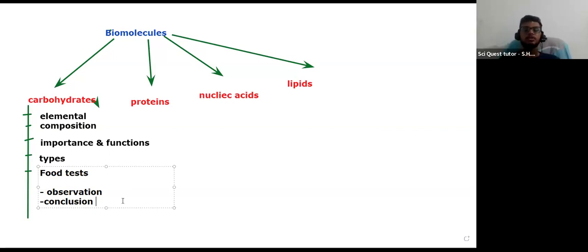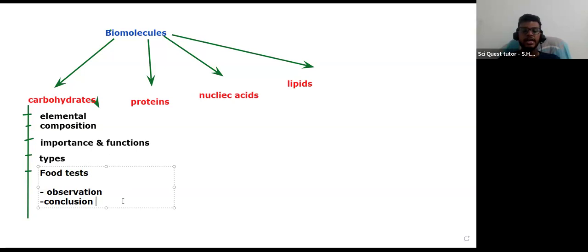Unfortunately, we couldn't do the practicals physically, but we are here to give you the virtual environment of the practicals as well. So you can observe what the color changes are, and what challenges occur during an experiment you do. Okay, right.